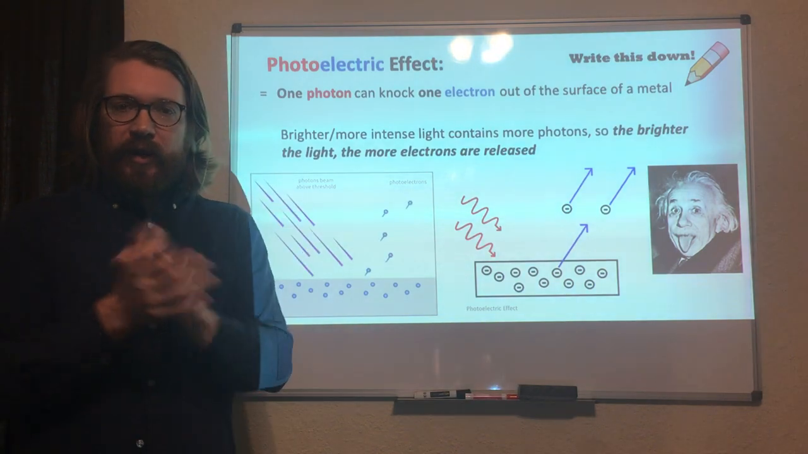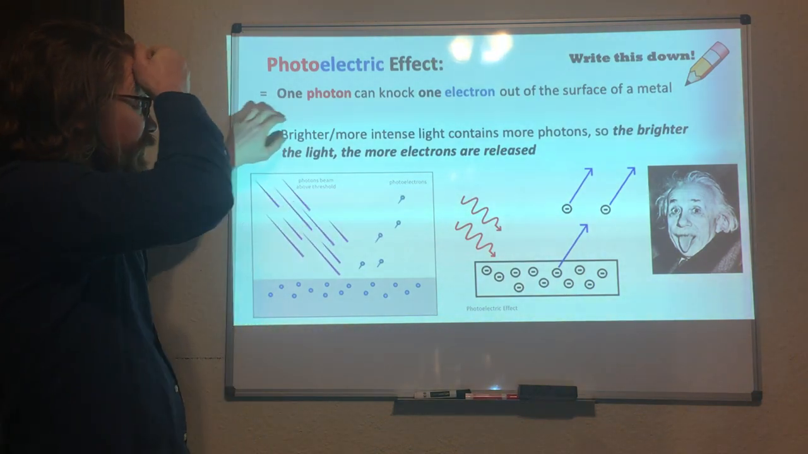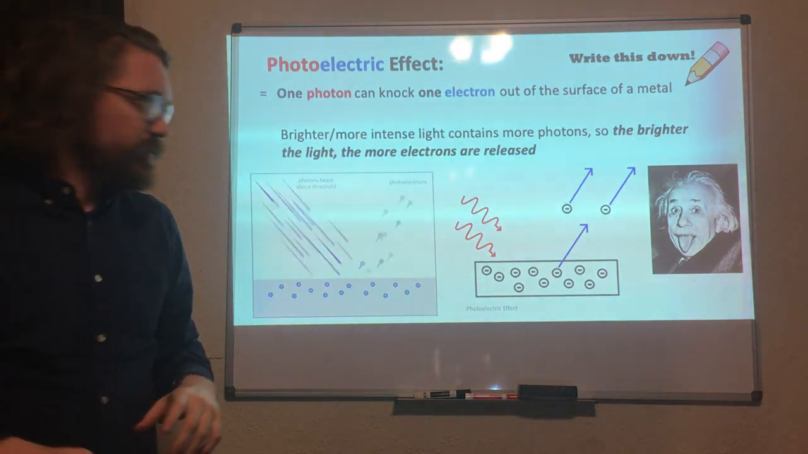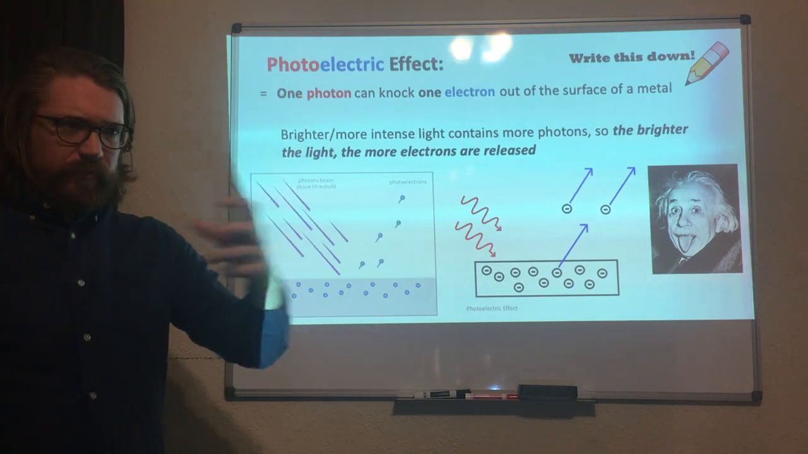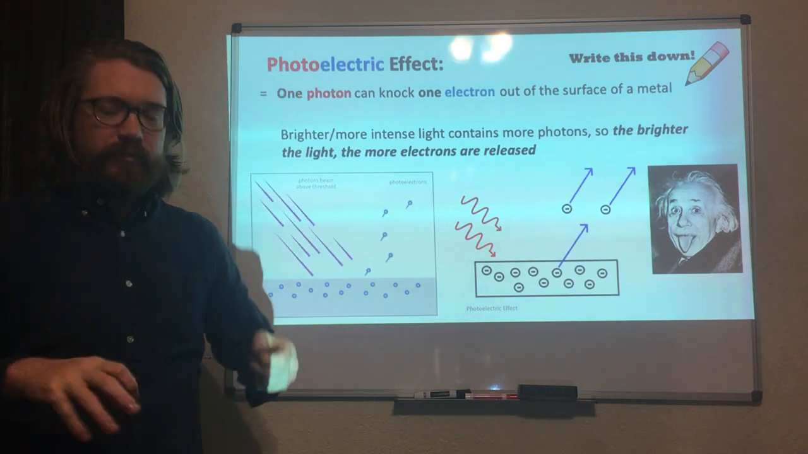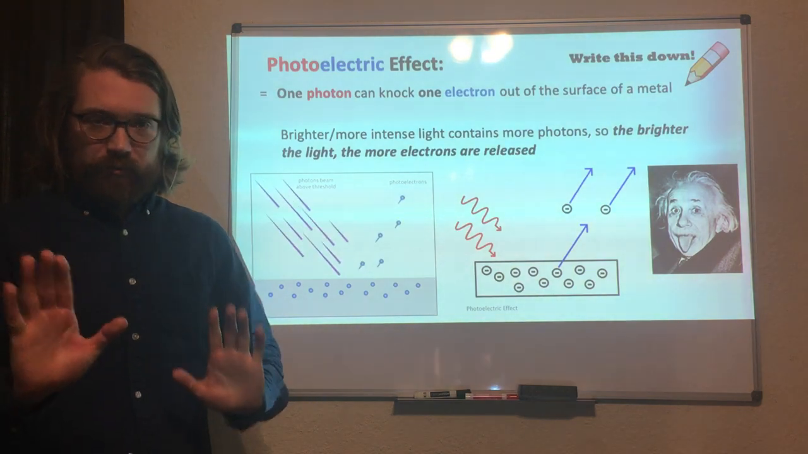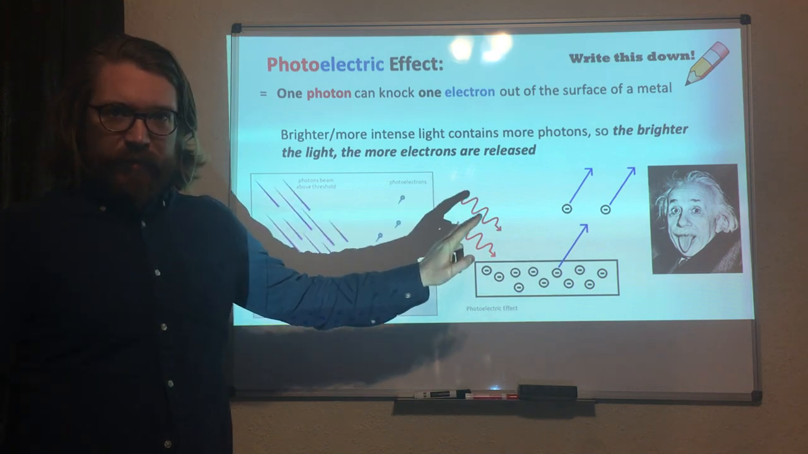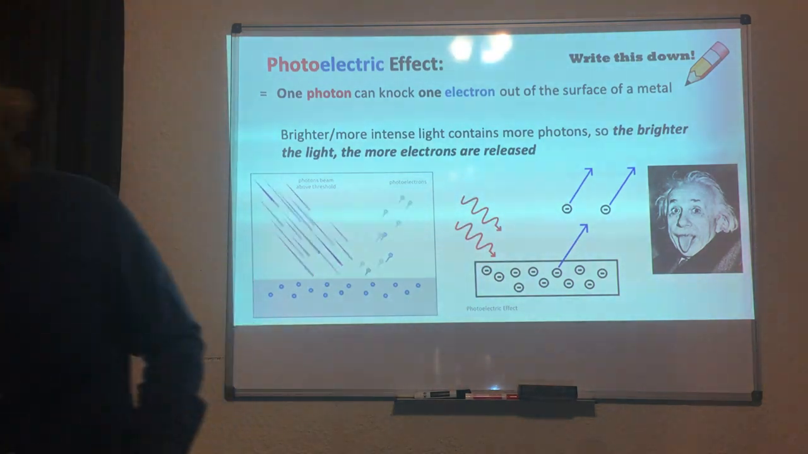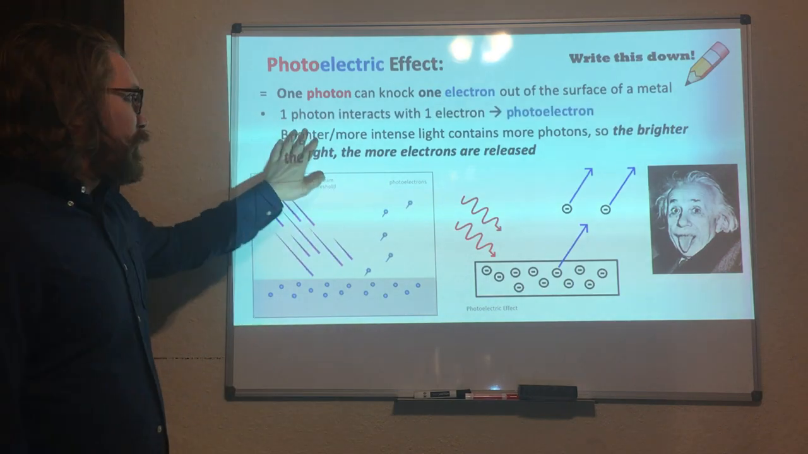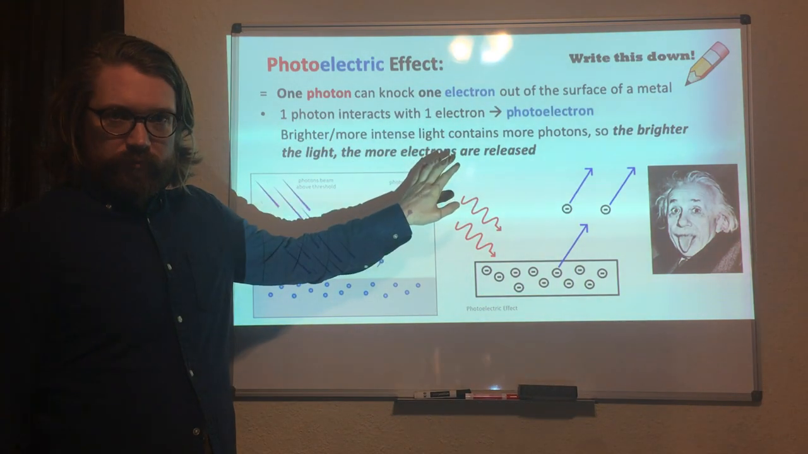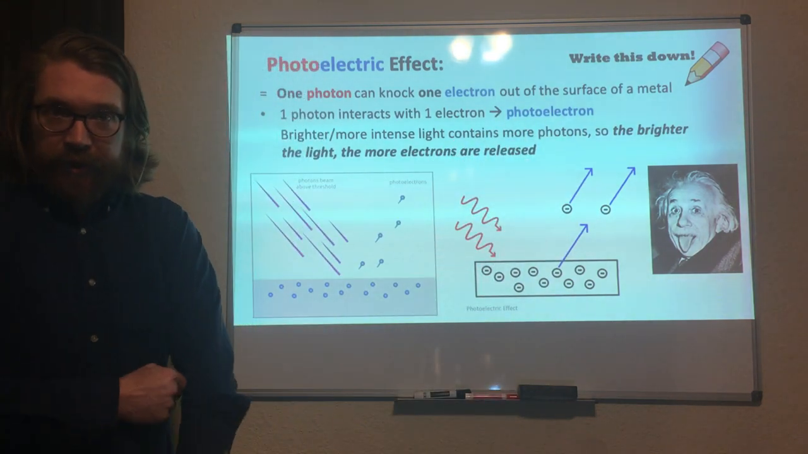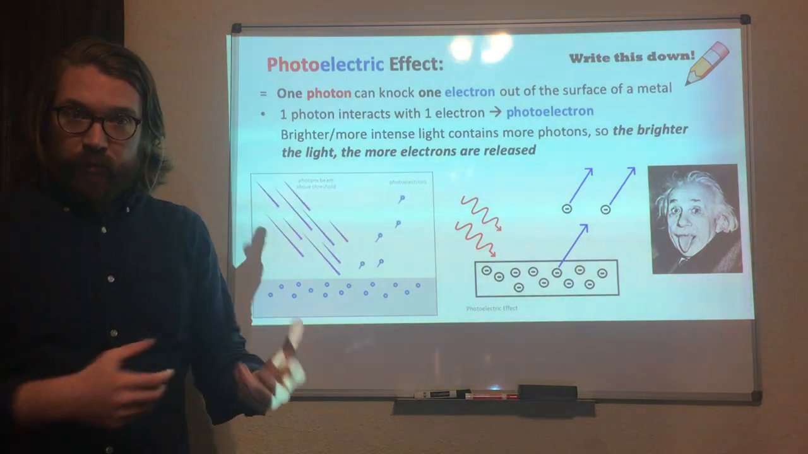So, the photoelectric effect. One photon of light can knock off one electron from the surface of a metal. There's an easy way to think about this. When you shine light on a metal, and it has to be a certain type of light and a certain type of metal, we'll get to that, electrons pop off. A couple of important things to learn here: one photon interacts with one electron. We call the thing that comes off a photoelectron. It's got a special name because of where it comes from.